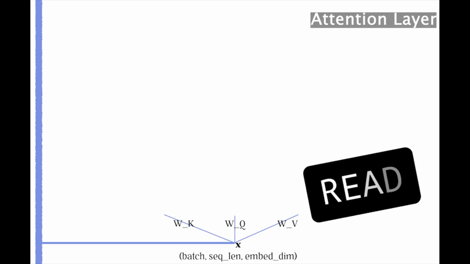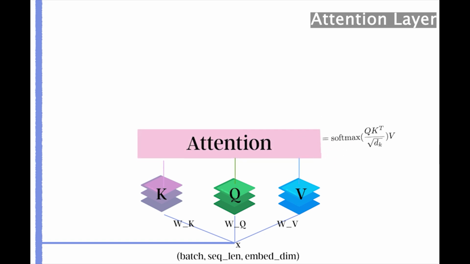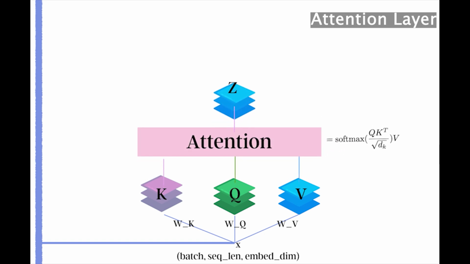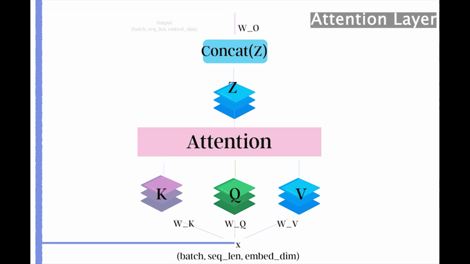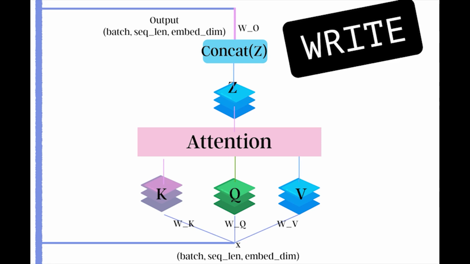Both attention and MLP layers read and write to the residual stream by doing linear projection. The residual stream dimension is batch times sequence length times embedding dimension. The attention layer then reads it through multiplication by weight matrices WK, WQ, and WV. The result is key, query, and value matrices that are then passed to calculate attention for each of the heads. The stack of attention matrices is then concatenated and multiplied by WO, which produces an attention output matrix of the same dimension as the residual stream. This is the write operation.